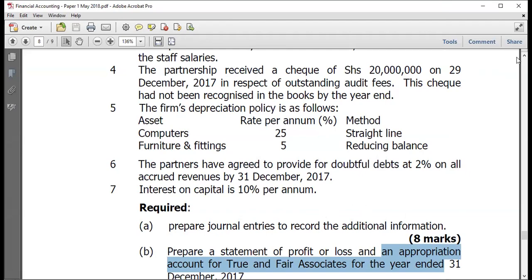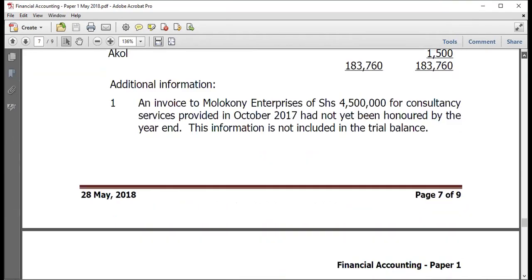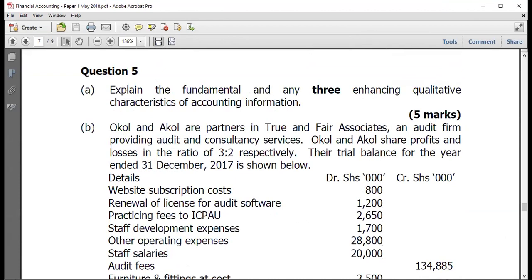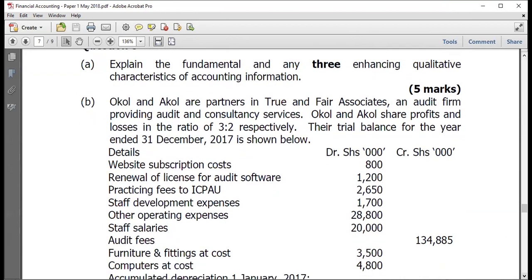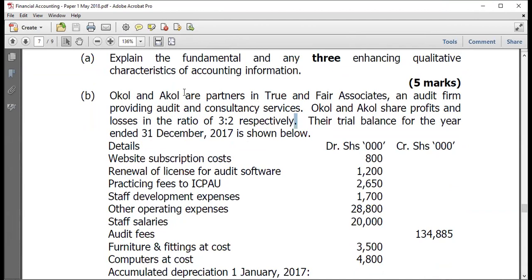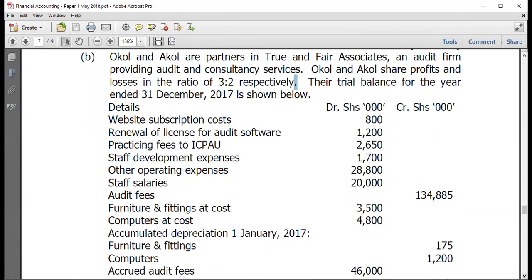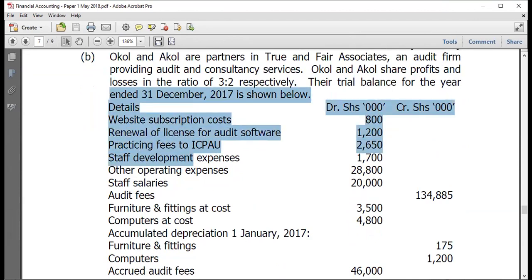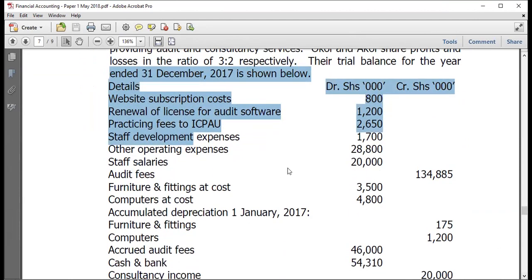So don't find this number and say, this number is about partnerships, I didn't study this topic, and then leave it. The only thing here is the appropriation account, which is simple, and we have seen how it looks. You now know what will appear in it. After you've drawn up the income statement, just the same way as for the private sector, you get your net profit. Your net profit is the first thing that goes to the appropriation account. It can also be a loss, by the way. It's not that partners only share profits; they can also share losses.